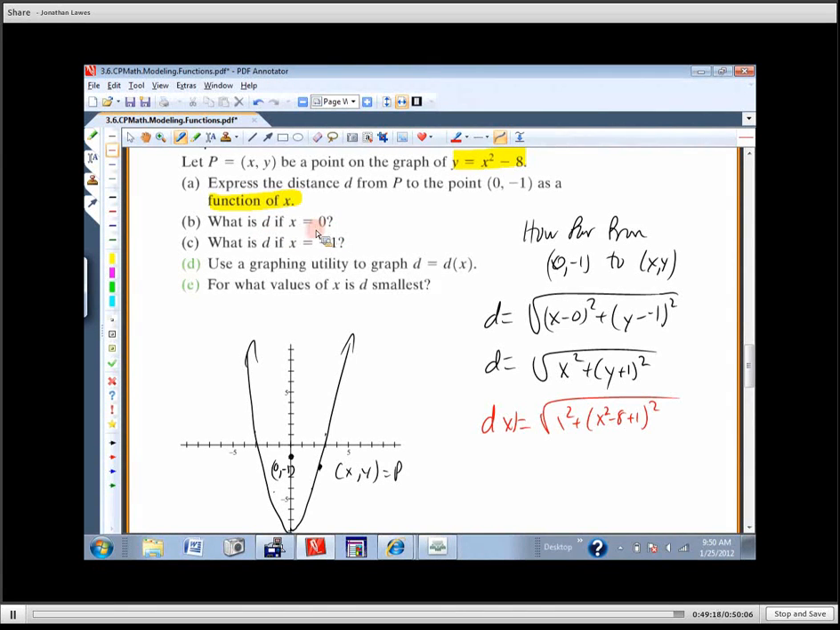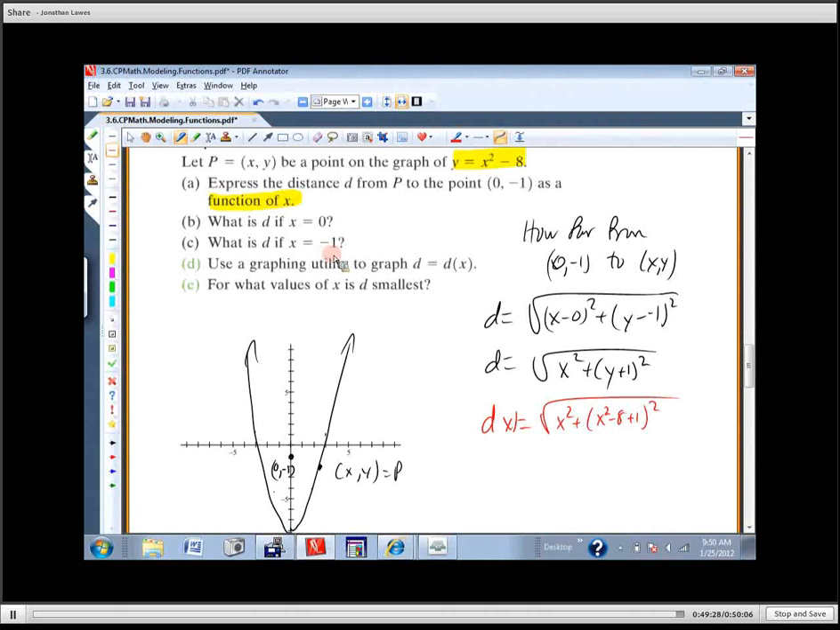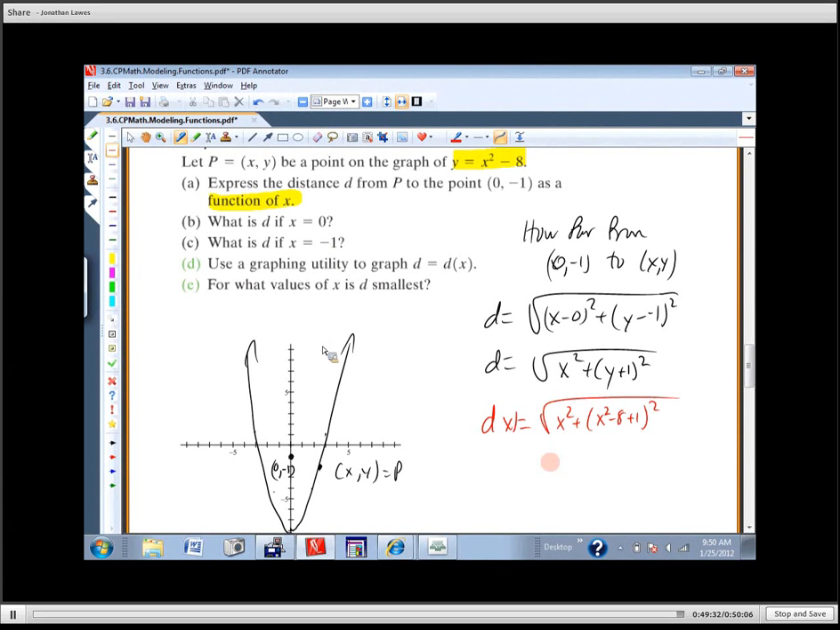It's asking you to do something. What's it asking you to do? Yeah, wherever there's an x, put a 0. So plug in a 0, figure out what the answer is. What's this one telling you to do? Plug in a -1, figure out what the answer is. And then it says graph it. And then it says this last one, for what value of x is d the smallest? Graph it on the calculator and not find the maximum, you'd find the minimum.